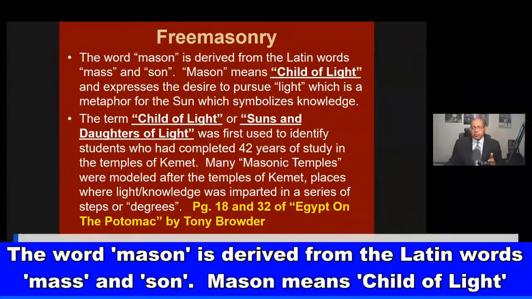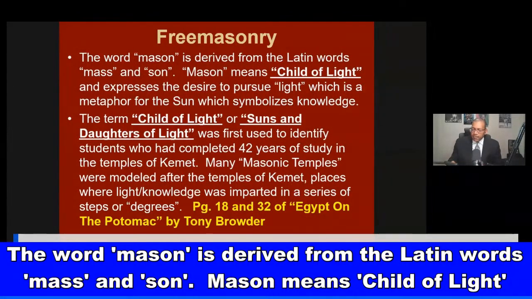All right, let's continue. Okay, so the term child of light or sons and daughters of light was first used to identify students who had completed 42 years of study in the temples of ancient Kemet. Many Masonic temples were modeled after the temples of Kemet, places where light or knowledge was imparted in a series of steps or degrees. So the concept of going to a liberal arts college, that comes out of ancient Africa as well.